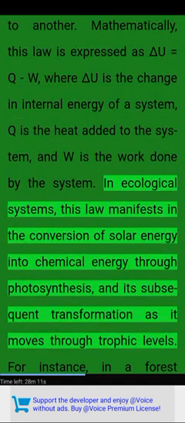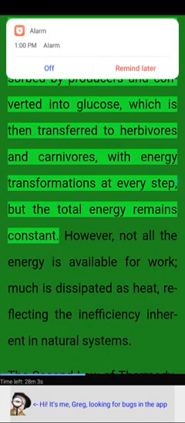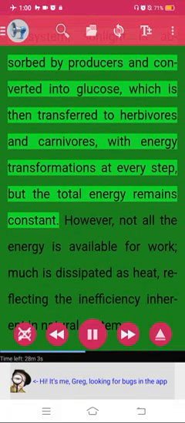In ecological systems, this law manifests in the conversion of solar energy into chemical energy through photosynthesis, and its subsequent transformation as it moves through trophic levels. For instance, in a forest ecosystem, sunlight is absorbed by producers and converted into glucose, which is then transferred to herbivores and carnivores, with energy transformations.